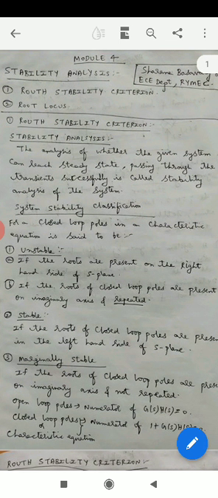The second one is, if the roots of the closed loop poles are present on the imaginary axis and if they are repeated. So what is the meaning of repeated? If there are two poles which are present at plus 2j or minus 2j, the roots are repeated. If there are two roots which are present at plus 2j and plus 3j, they are not said to be repeated. Only if they are present on the imaginary axis and they are repeated, the system is said to be unstable.